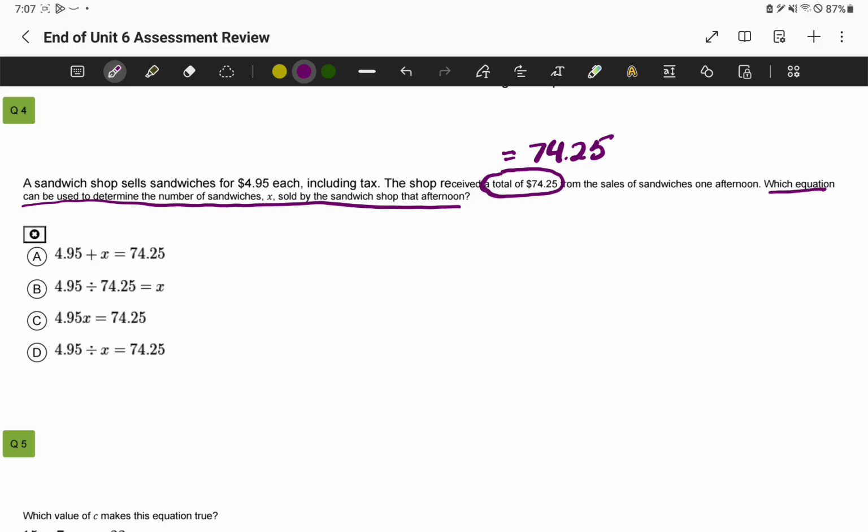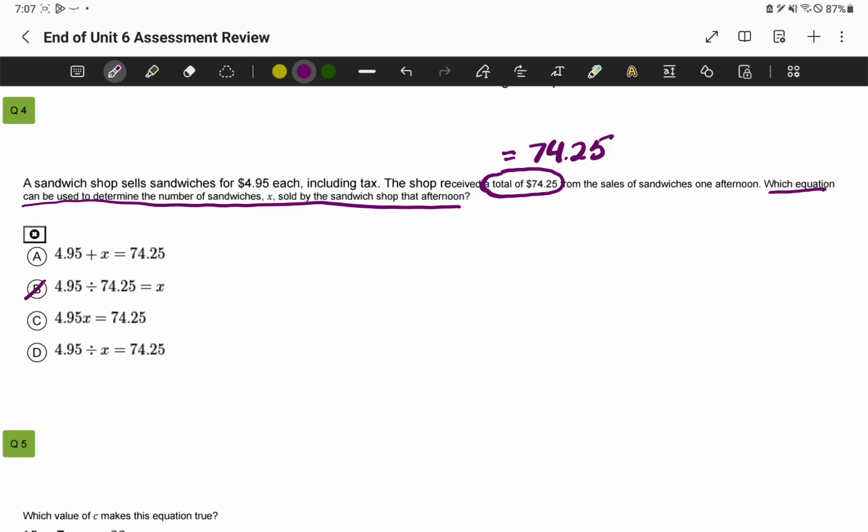Okay, so they sell sandwiches for $4.95 each, tax included. It'd be different if we had to find the tax as well. And then they received a total of $74.25 from the sales of all the sandwiches in one day. Or, well, not one day, but one afternoon. So morning and night might be different. Okay, so we know it's got to equal $74.25. Well, this doesn't equal $74.25, so it can't be B.